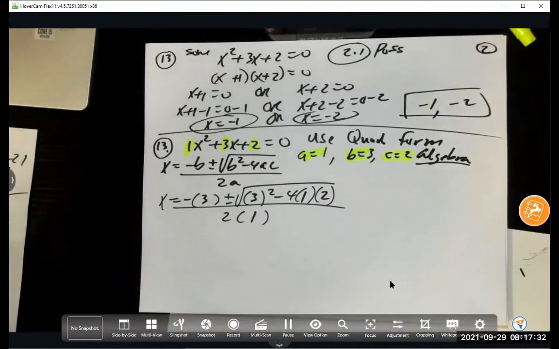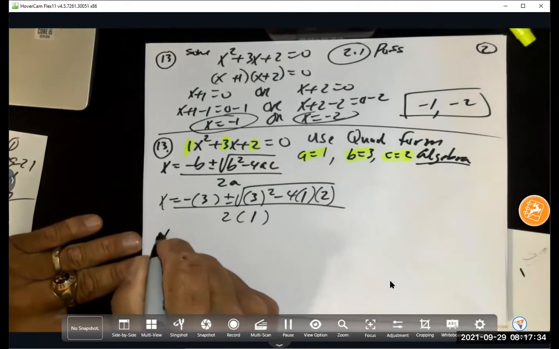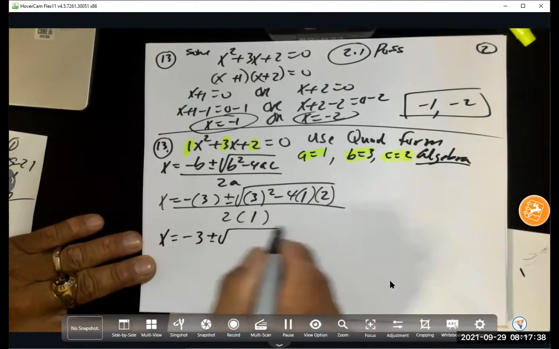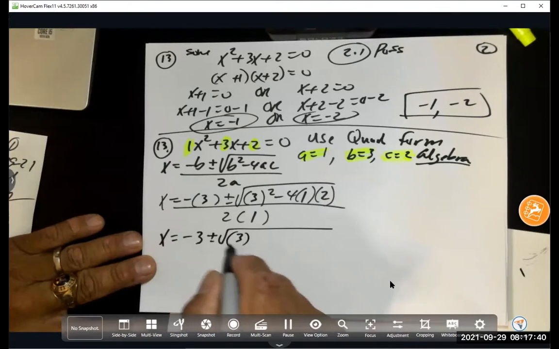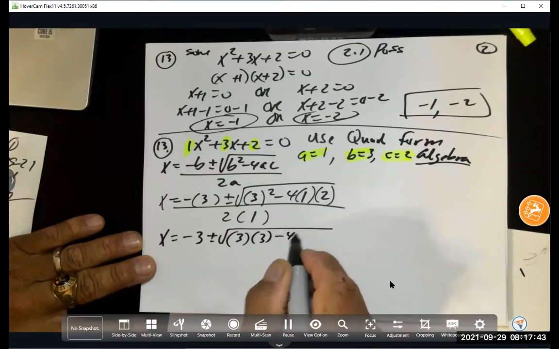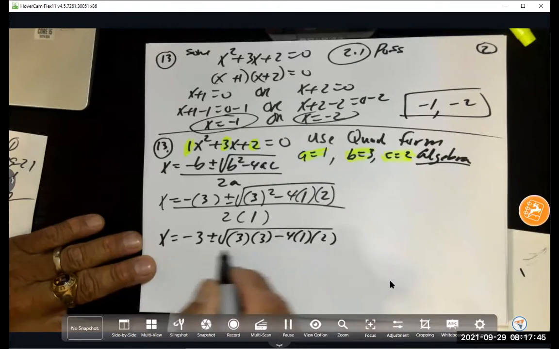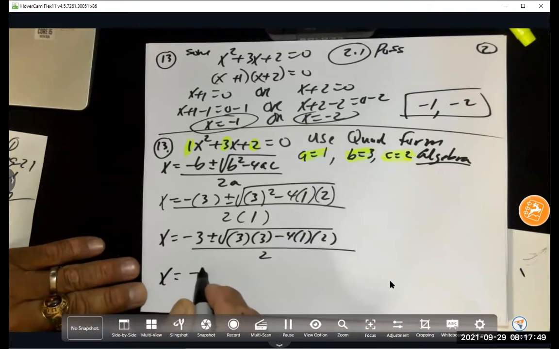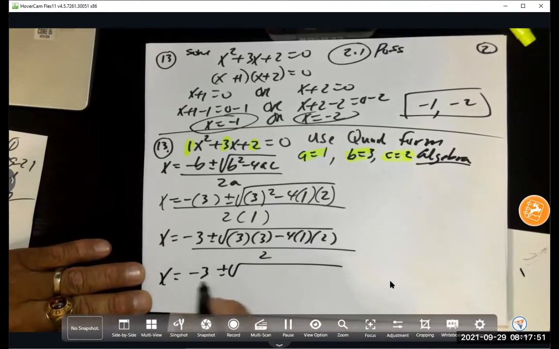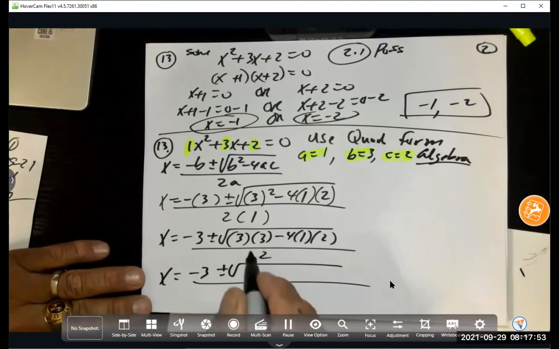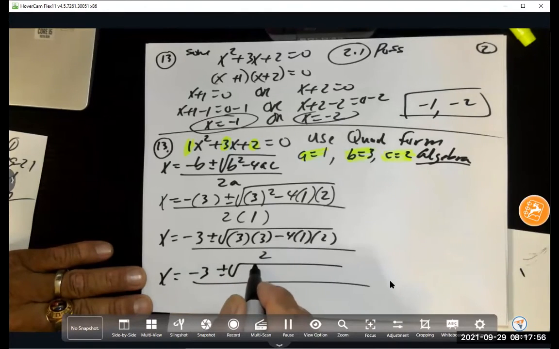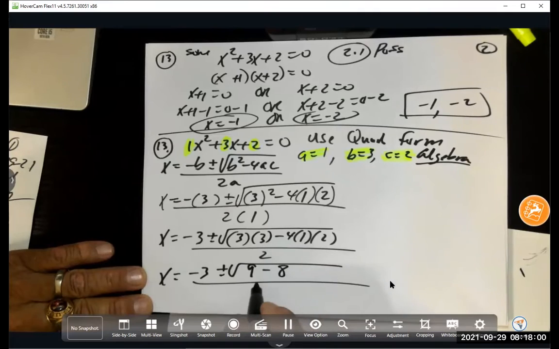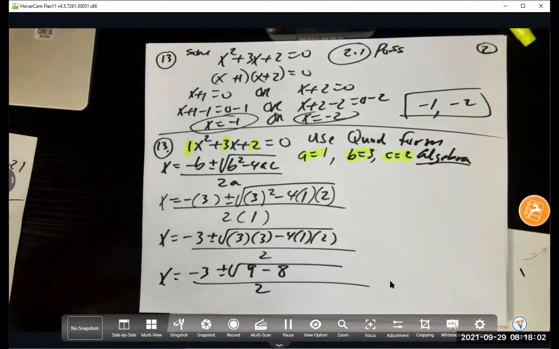Yep. Okay. All right, so now you're going to go negative of 3, negative positive is negative, plus or minus the square root of, and 3 squared really means 3 times 3, over 2. All right, so now this is going to be negative 3 plus or minus the square root of 3 times 3, I know it's a 9, and 4 times 1 times 2 is an 8, all over 2. Is that okay so far?